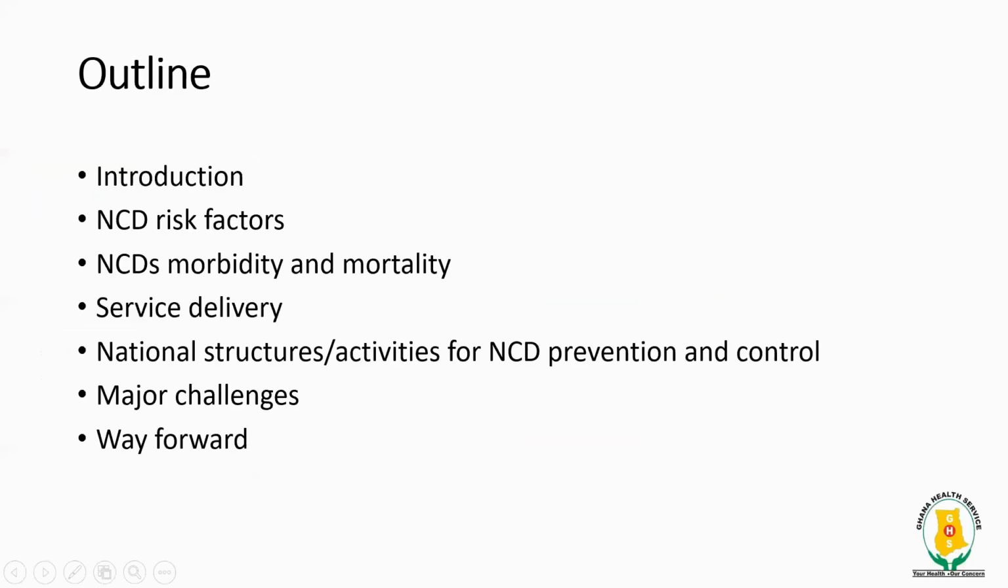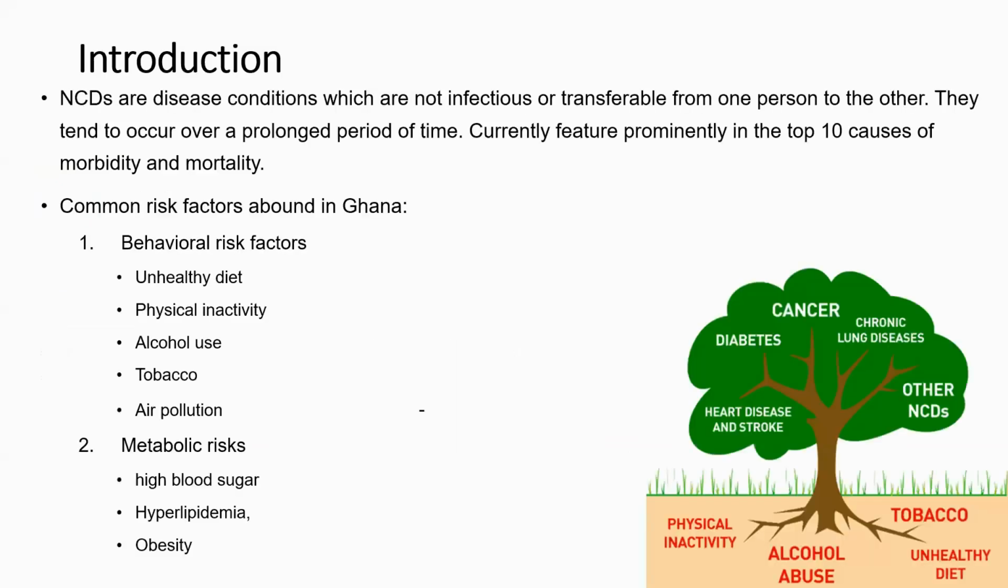A brief outline. I'll be looking at the introduction, the risk factors, morbidity, mortality, services available at the various levels of healthcare, and then briefly touch on a few national structures we have, consider major challenges, and the proposed way forward. I'm sure we are all aware of what NCDs are, and for Ghana, we prioritize the NCD4, which are the cardiovascular diseases, diabetes, chronic respiratory diseases, and cancers.